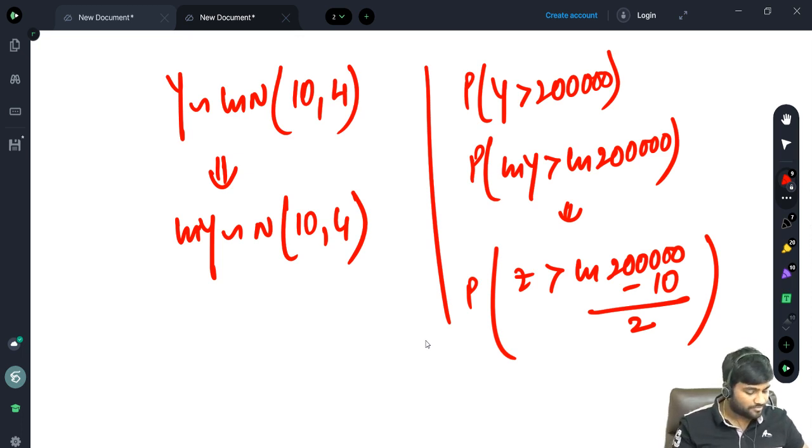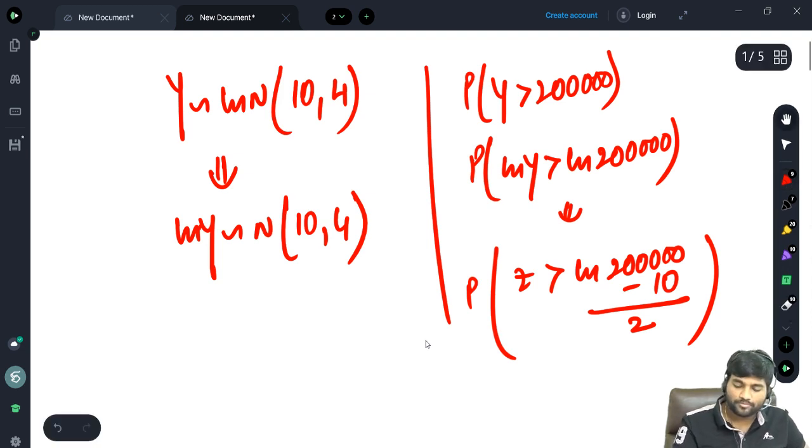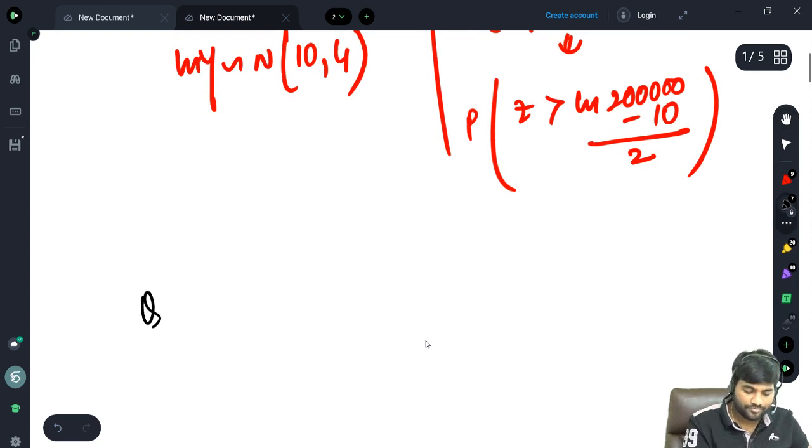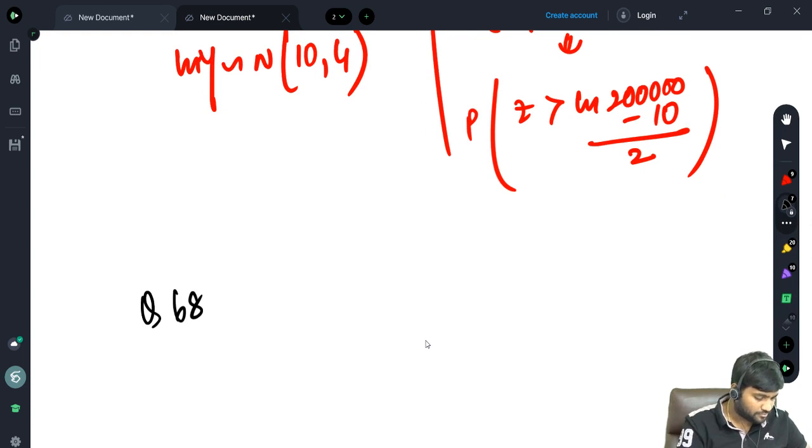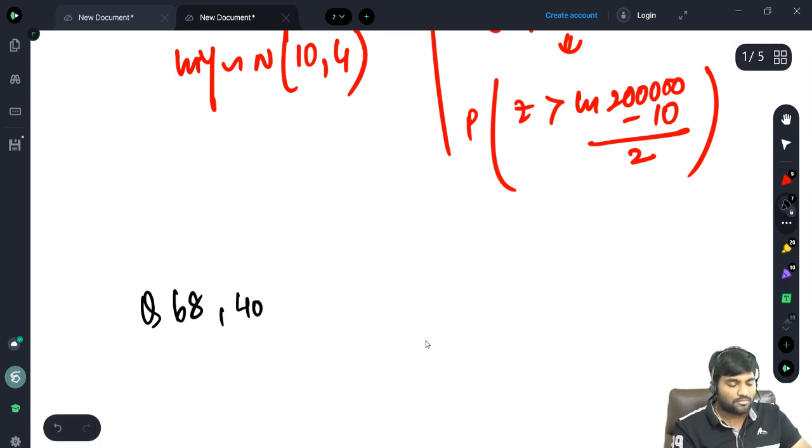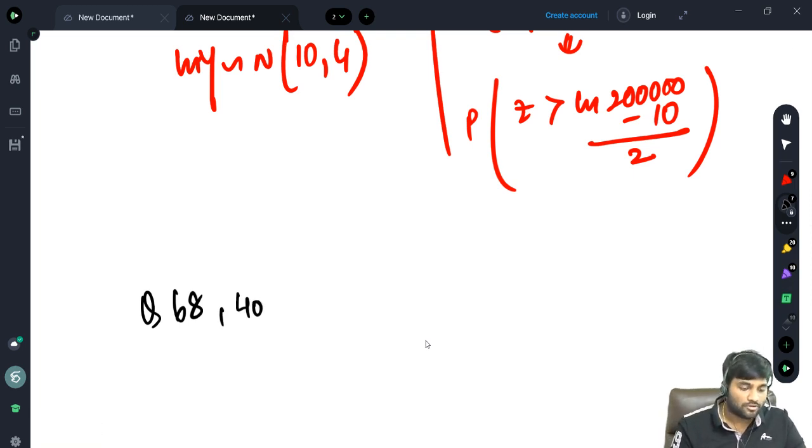What is the answer? Now you all need to do question number 68. Question number 40. For question number 40, take the help of the table book, because the answer given is wrong. Don't look at the answer, okay? Solve.